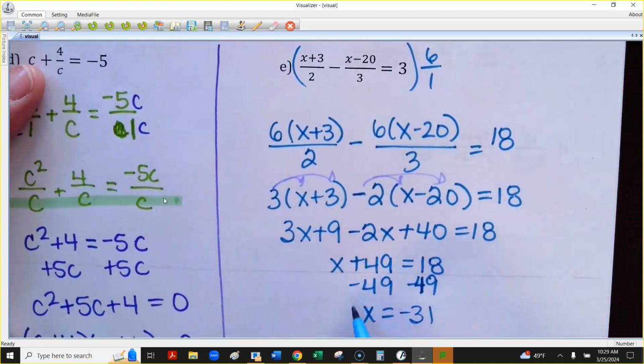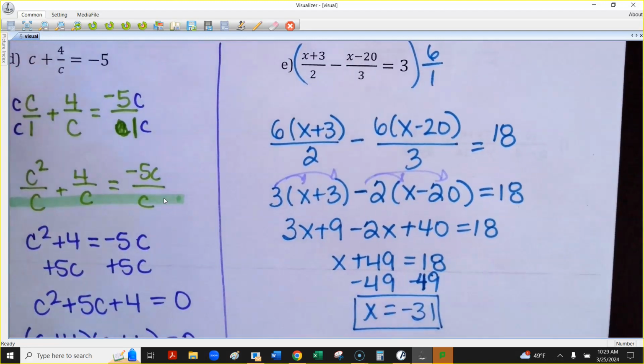And I never had a variable in the denominator in any of those fractions in the original problem, so you don't have to worry about an extra solution. Is anybody having a question?